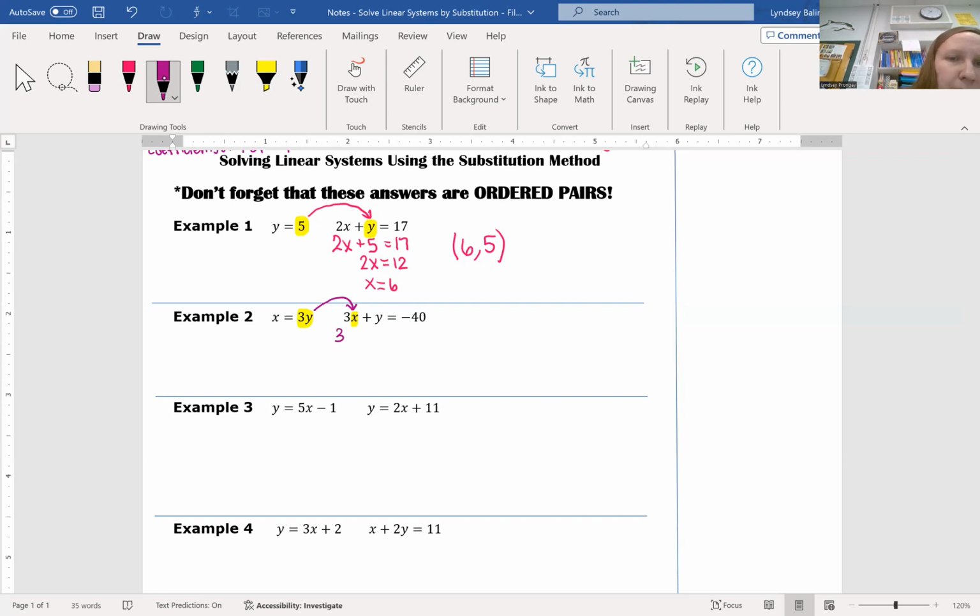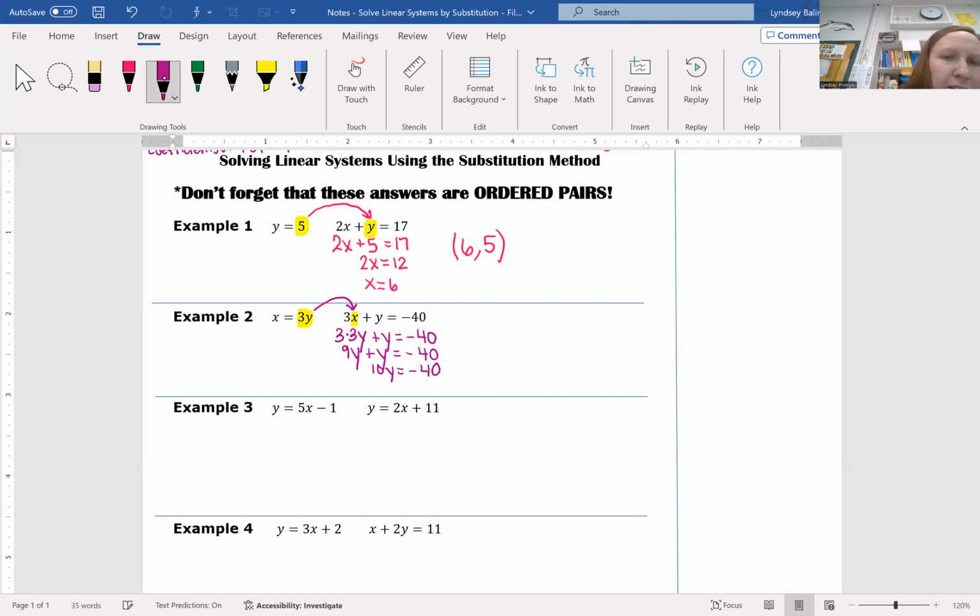And when I plug it in, keep in mind, if it's 3x, I need to show in some fashion, whether by a dot or some parentheses, that the 3 that was in front of the x is now going to be multiplied by the 3y, which we are plugging in for the x. So 3 times 3y plus y equals negative 40, which means really this is 9y plus y equals negative 40, because we did 3 times 3y. We can combine our like terms on that side. So 10y equals negative 40.